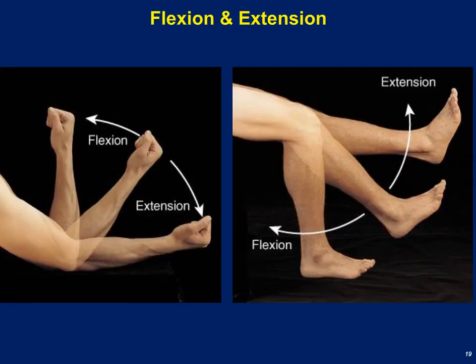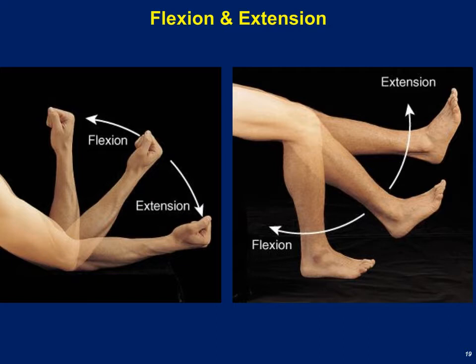So here's two different examples of flexion and extension. Flexion, again, is the movement of a limb towards the body, and this reduces the angle between bones. And so think about the normal angle of the elbow is around 180 degrees when it's extended, and when it's flexed, it becomes something closer to 80 or 90 degrees.